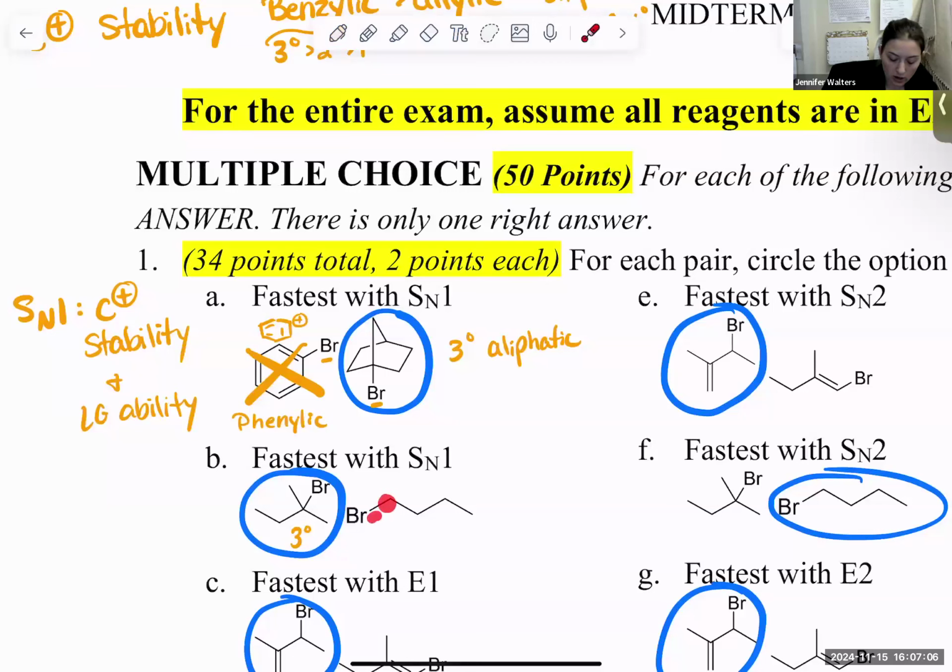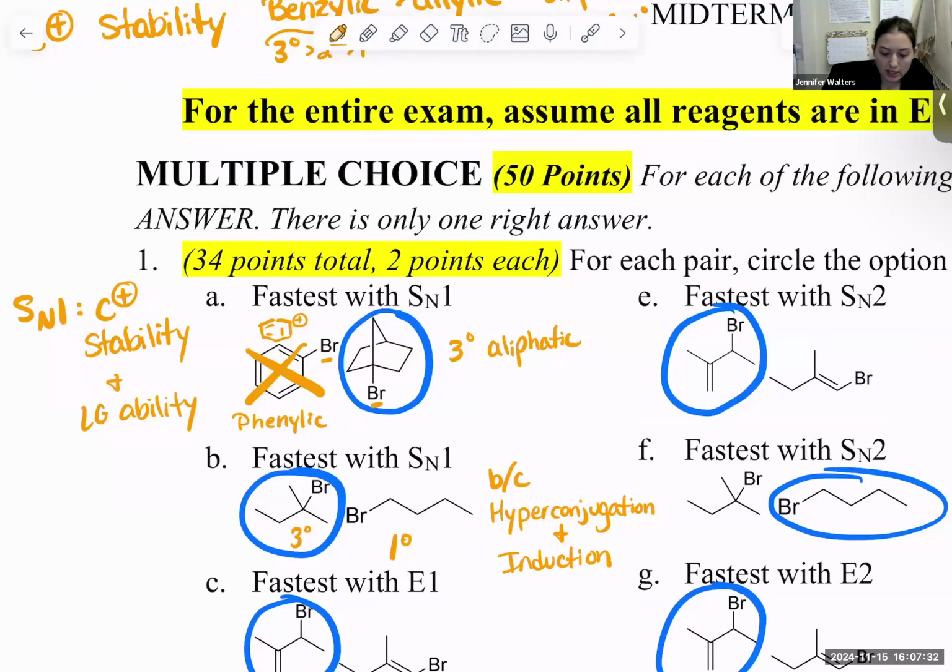This one, this carbon is attached to 1 other carbon, so that is primary aliphatic. So tertiary is going to be more stable. The reason why tertiary is more stable than primary is because of hyperconjugation and induction.